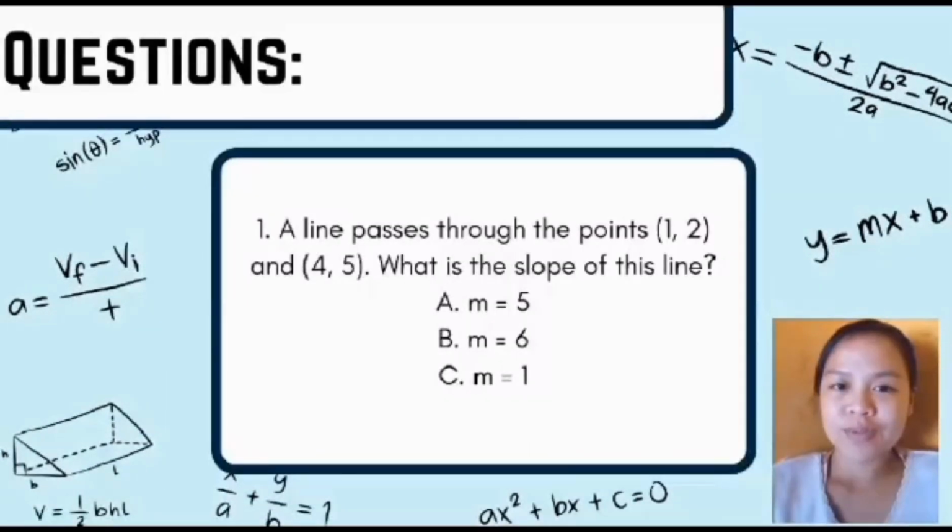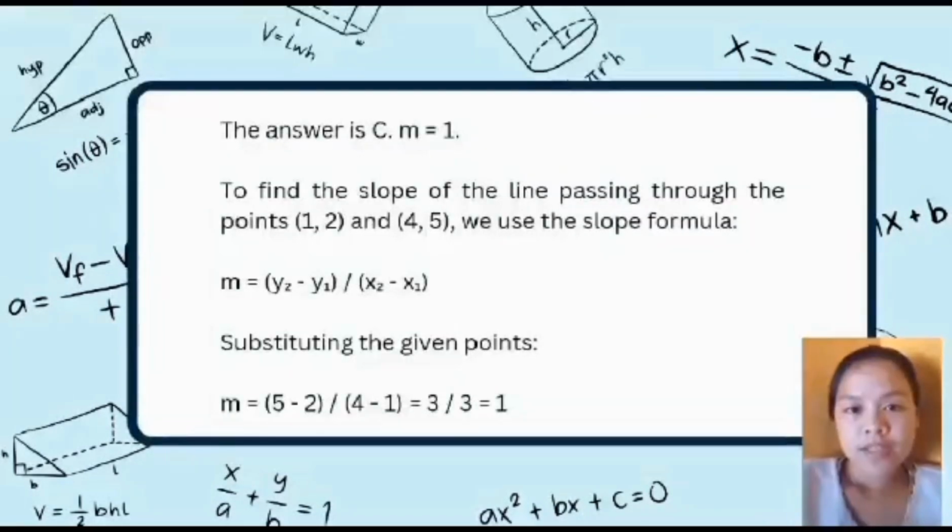Let's move on to the first question. Number 1. A line passes through the points (1, 2) and (4, 5). What is the slope of this line? A. m equals 5. B. m equals 6. C. m equals 1. So the answer is letter C, m equals 1.